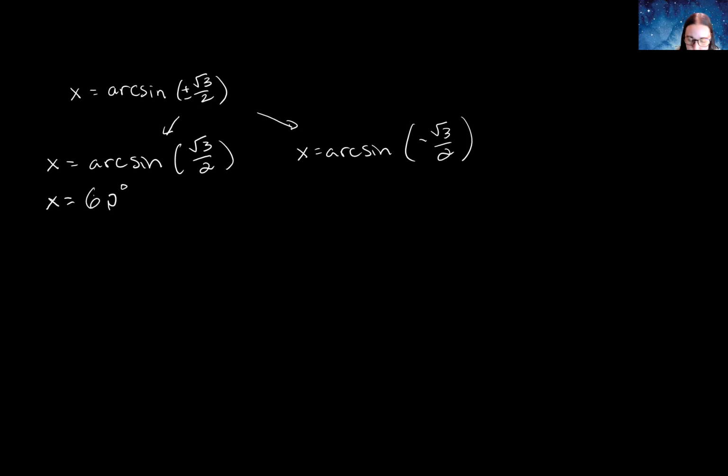There we go. I don't know why it was writing and then disappearing. Let's try that again. 60 degrees. And then if I do negative square root of 3 over 2, I get negative 60 degrees, which is negative pi over 3. So I have positive pi over 3 and negative pi over 3.